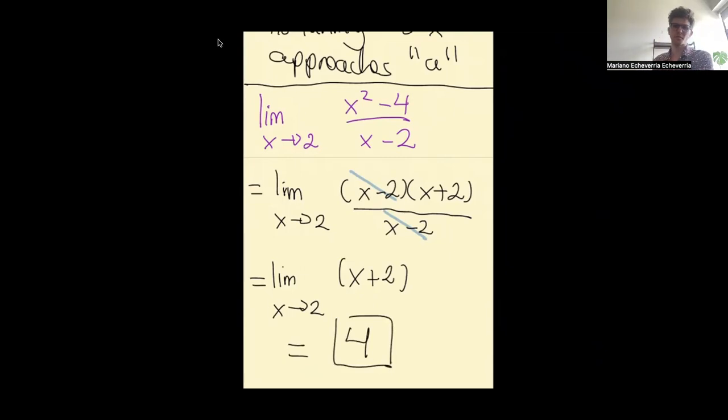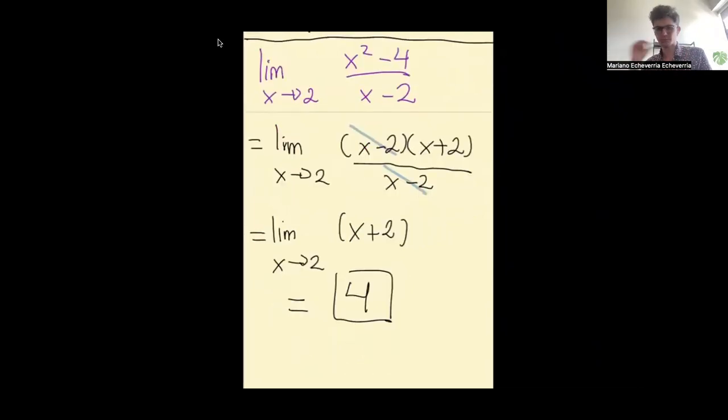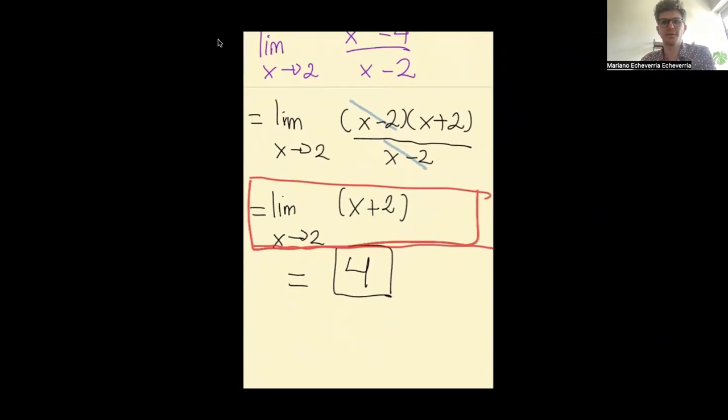Is that making sense? Any questions up to this point? So let's go back to this step. Is getting to this step okay? Is that making sense?